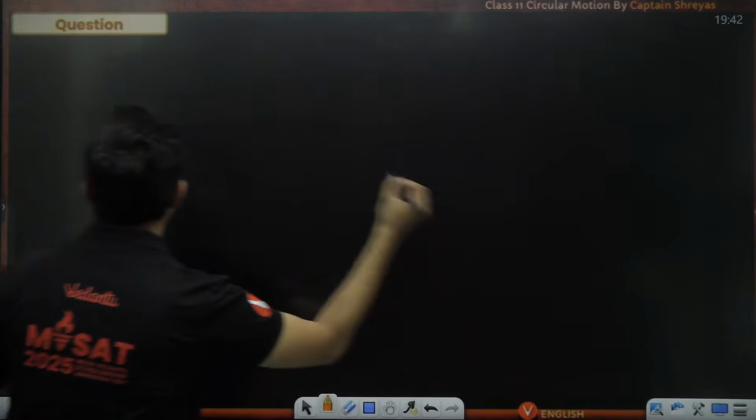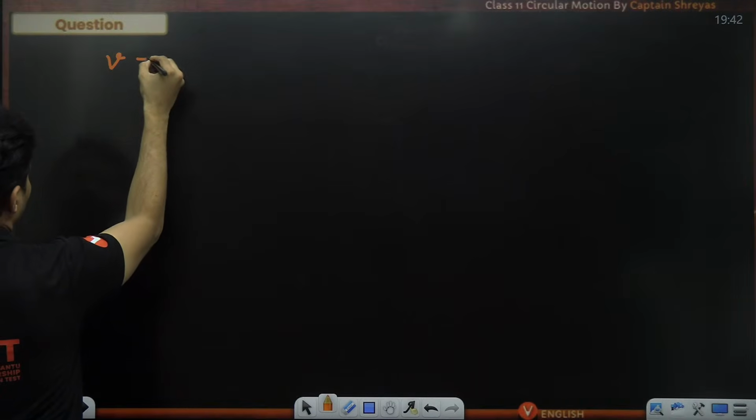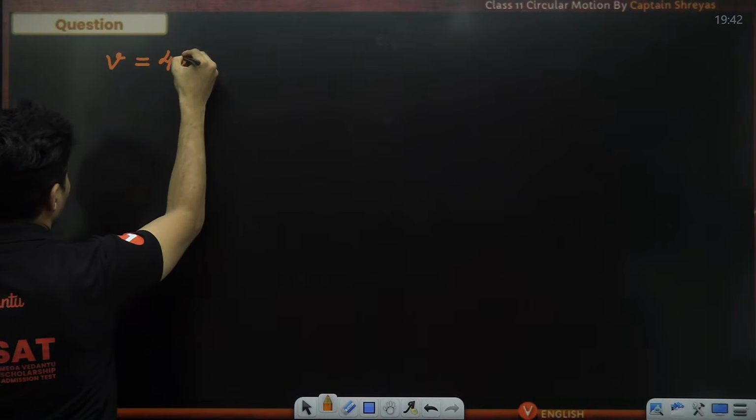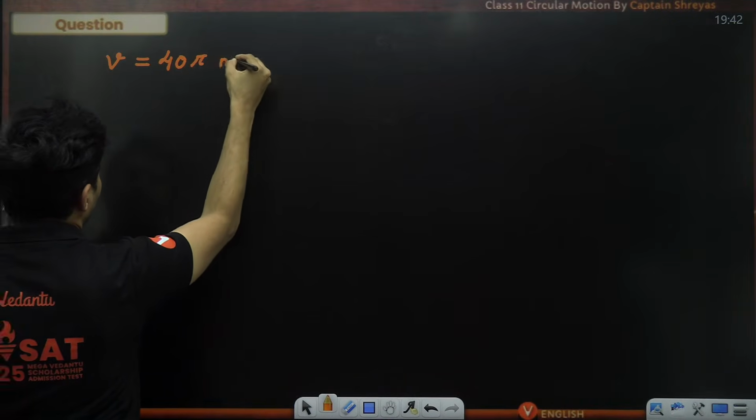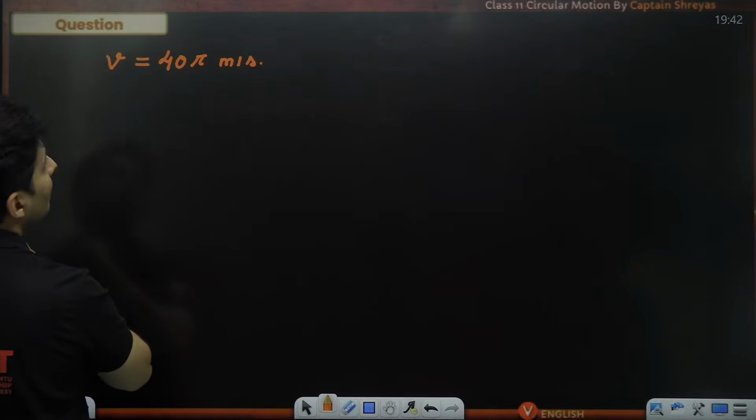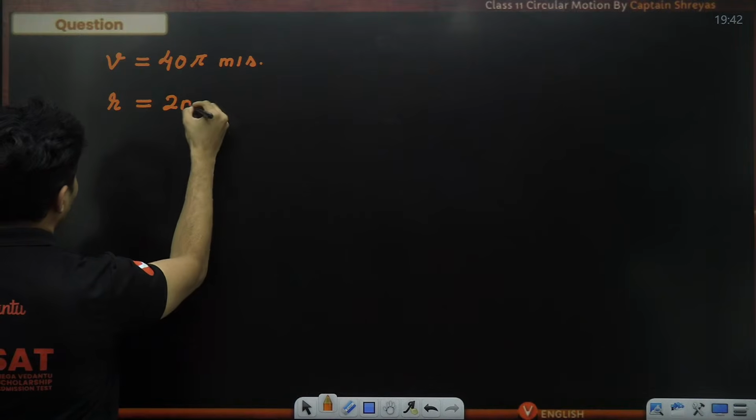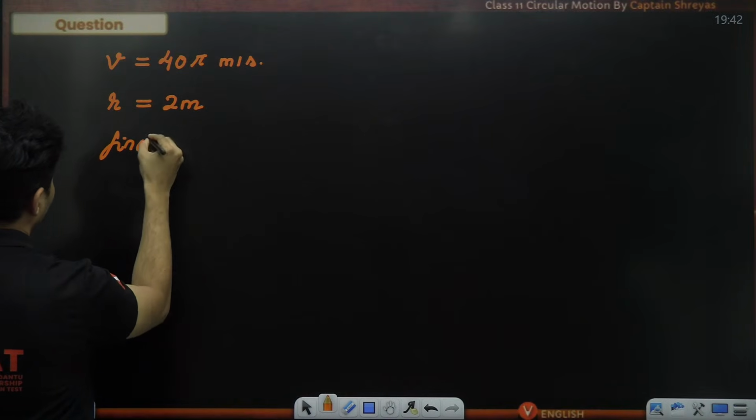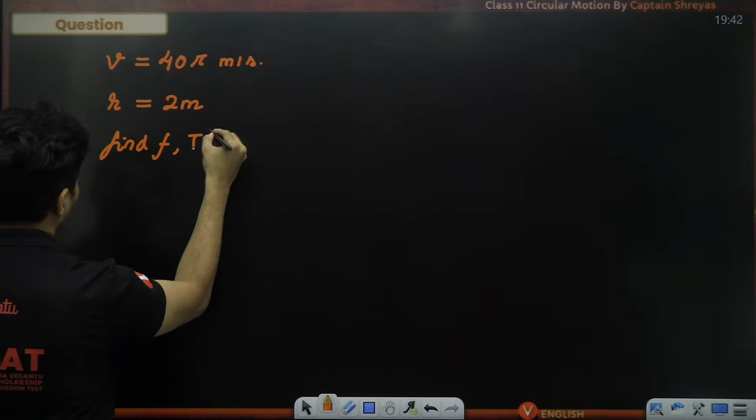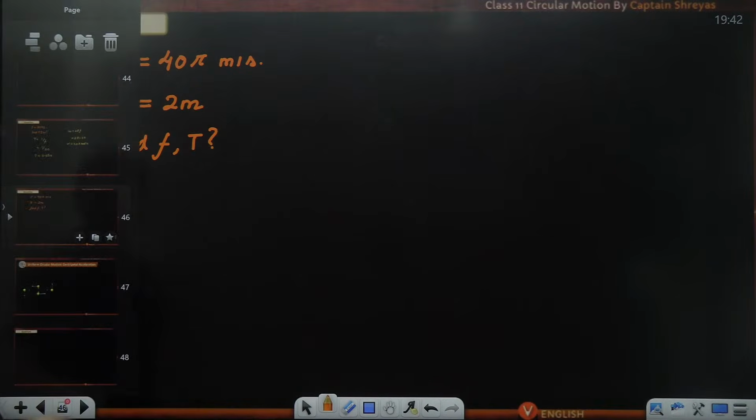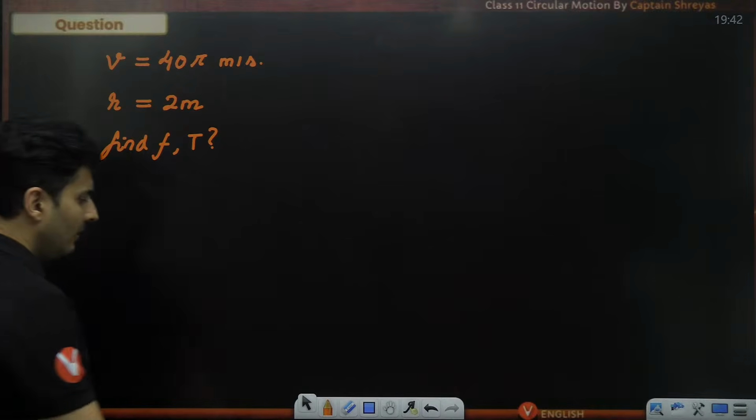See, the question says velocity is 40 pi meters per second. Radius is 2 meters. Find frequency and time period. Find the frequency as well as the time period.